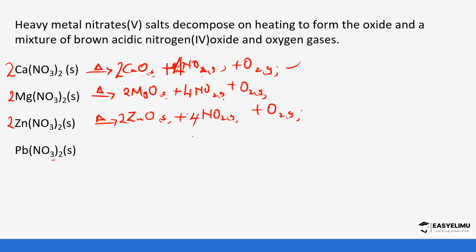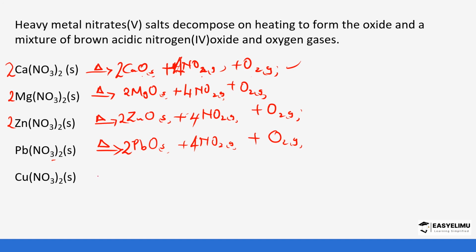And then we have also lead nitrate. Remember the oxide is yellow when cold and orange when hot. And the nitrogen 4 oxide gas we are producing is brown in color. We are going to look at this in detail later when we get to Form 3. And then copper nitrate also decomposes to form copper oxide plus nitrogen 4 oxide plus oxygen gas.